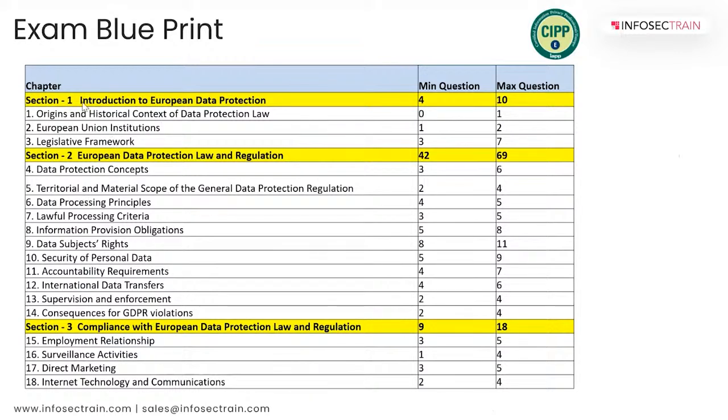So that's a very important point. You need to get the sectional weightage for all of these sections, so don't focus on only one section. You need to score equally in all 3 sections. All right. So this is the exam blueprint in terms of the minimum and maximum questions which will be covered. Yesterday we started with data protection concepts and territorial scope, and today we will start with data privacy principles and lawful processing criteria, right?